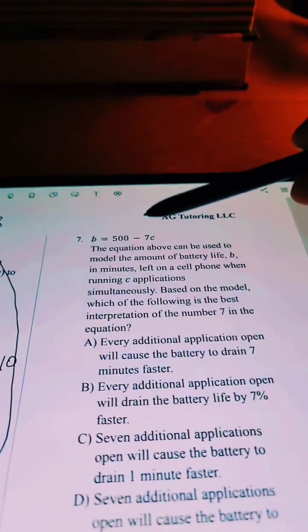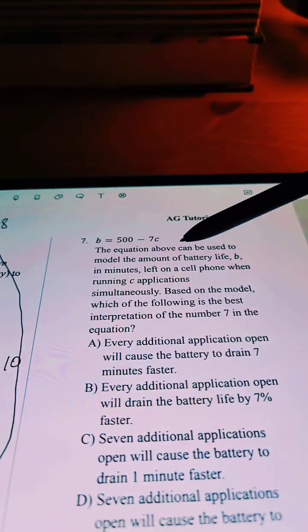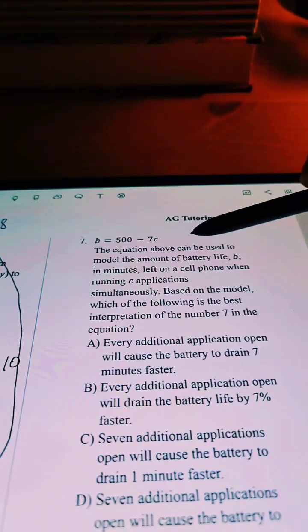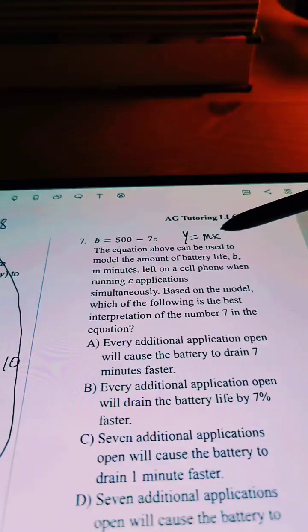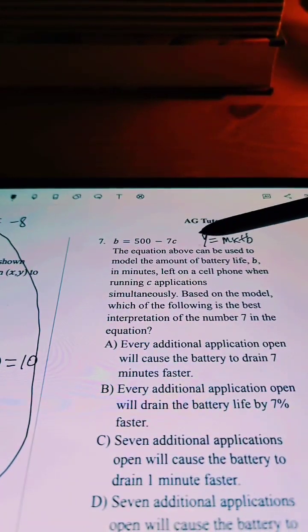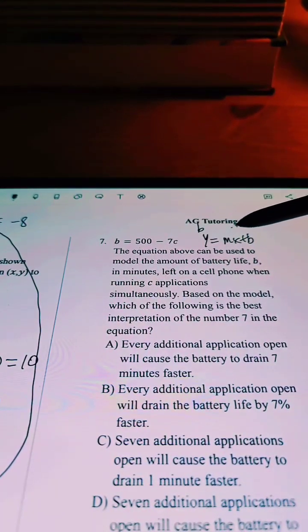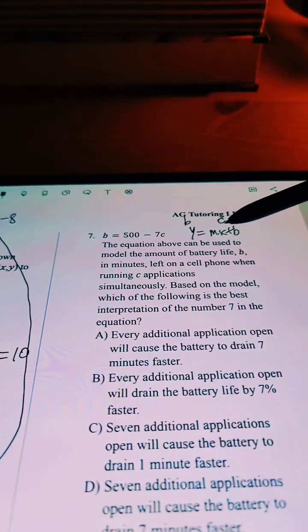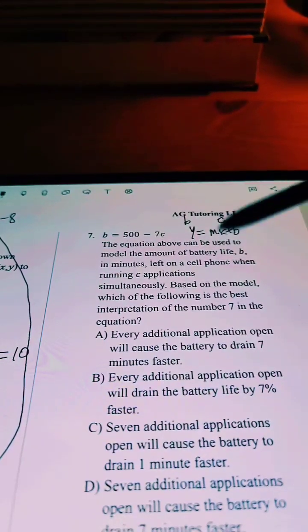Okay, so let's go and do this one. So we're finding out what the number 7 means in this context. Okay, so B is the amount of battery life in minutes left on the phone after running C applications simultaneously. So this is in the format of a linear equation, like how y equals mx plus b, how we're used to. It's just that they're using different letters. So like in this context, y is like your b, and c is like your x right here. So the number that's being multiplied by c is your slope. So negative 7 is your slope.